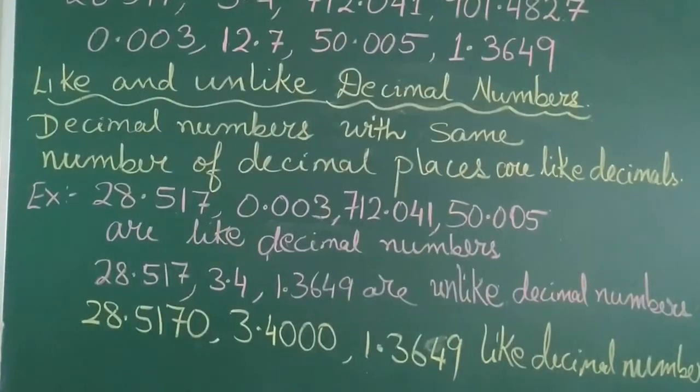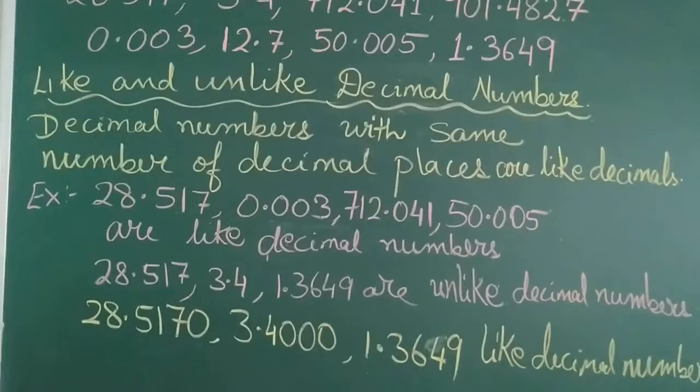Now the question arises, is it okay to add zeros? Is it not changing the number? 3.4 and 3.400, are they the same? Yes, they are the same. So in a decimal number, if you add zeros on the right hand side, it does not change the decimal number.